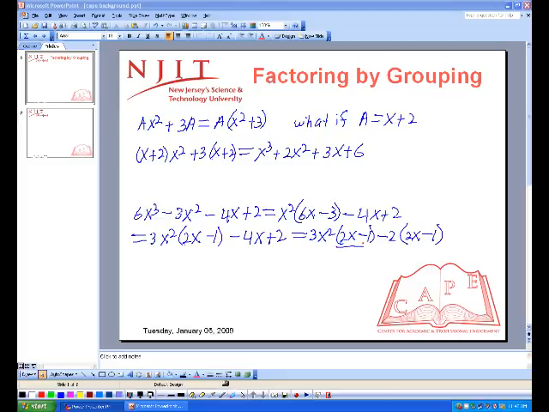So 2x minus 1 and 2x minus 1 are common, so we can factor them out. So it will equal (2x minus 1) times (3x squared minus 2). And this is going to be our answer.